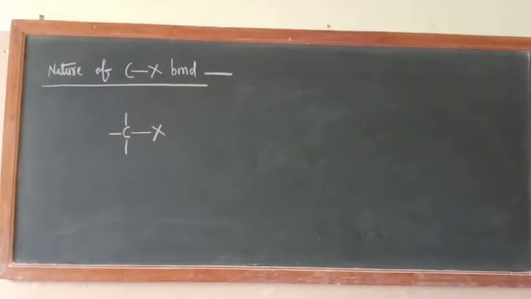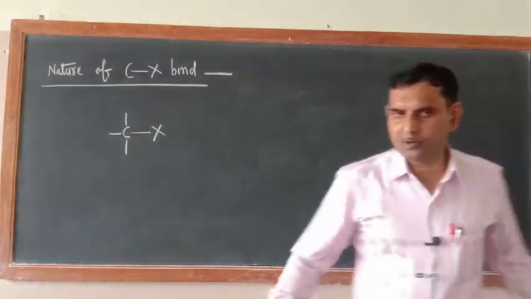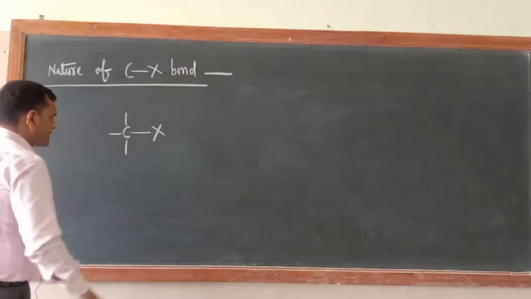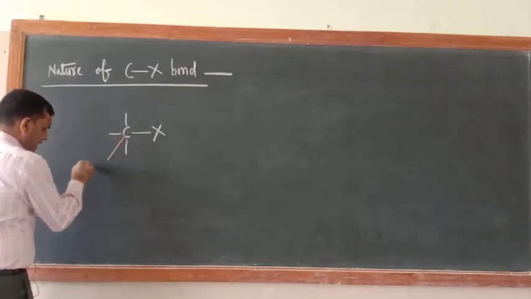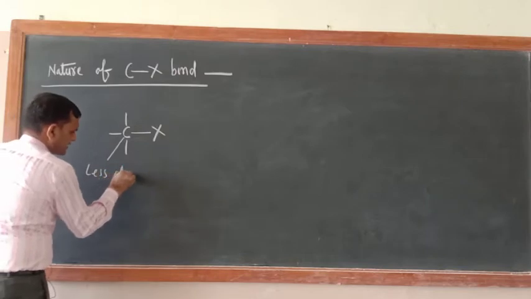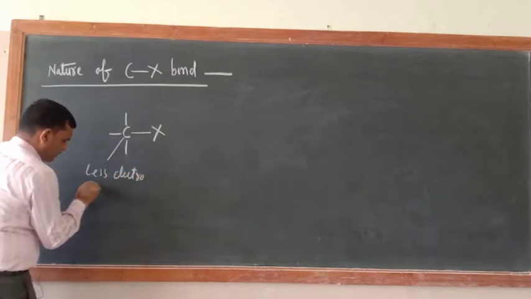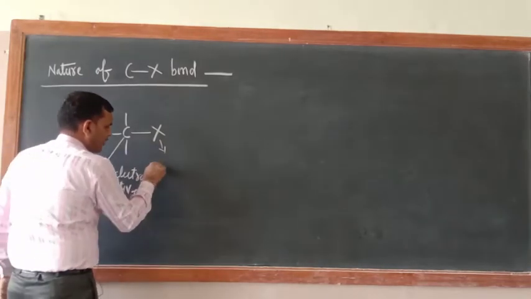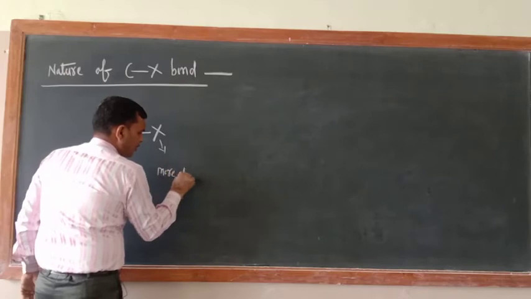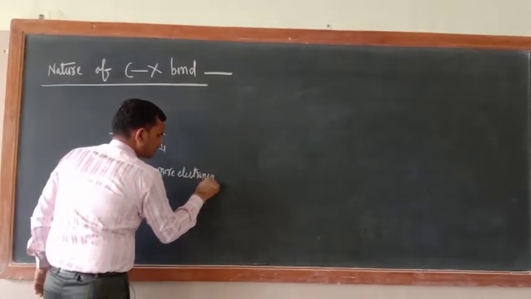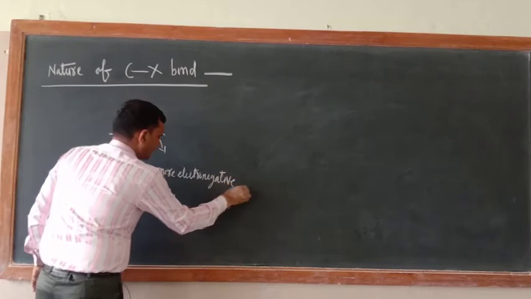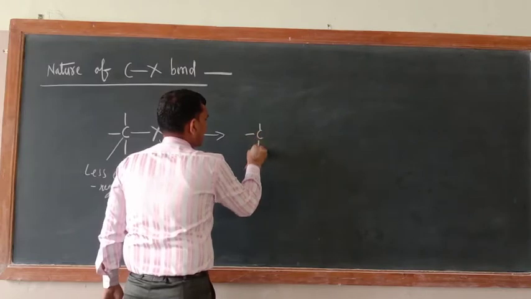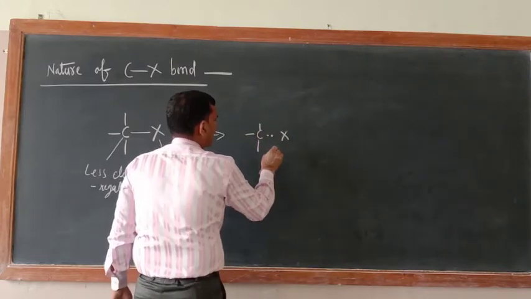Now the nature of the CX bond. C means carbon, X means halogen. So in alkyl halide, the CX bond would be there or not? So just see the nature of the CX bond. C is less electronegative, and X is more electronegative. Okay, so now try to understand that between C and X there is a sharing of 1 electron.